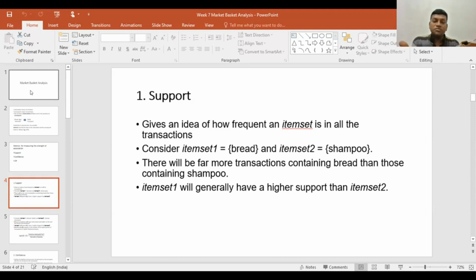So to calculate support, all that you do is take the number of times bread is purchased divided by the total number of transactions. Similarly for shampoo, the same thing. If you do this, intuitively we know that support for bread would be more.